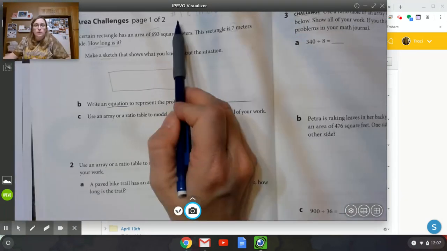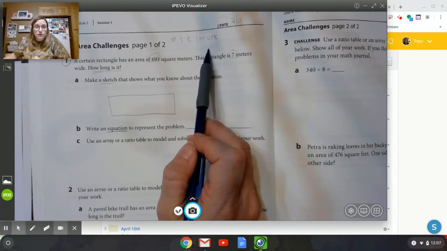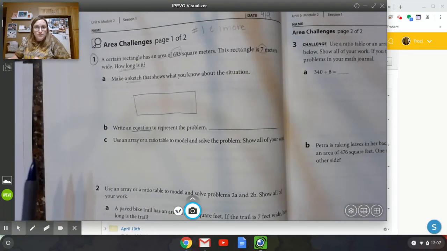Again, try number one, and if you have time, try one more on either of these pages. All right, good luck.